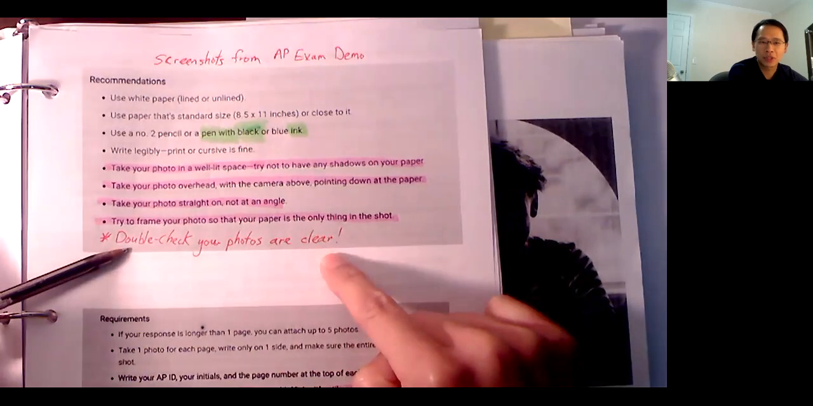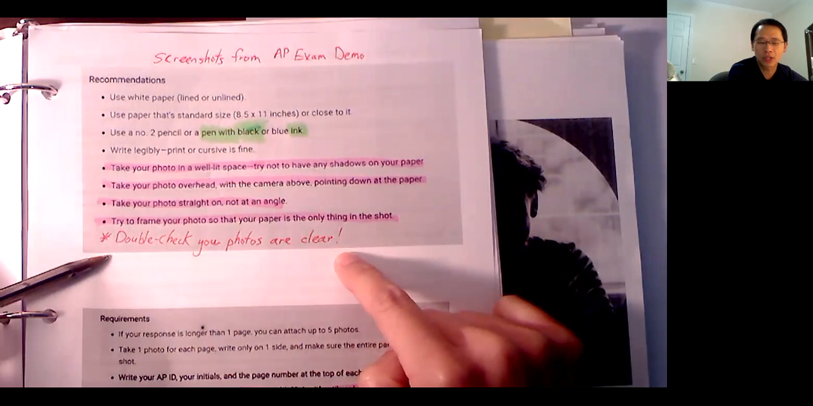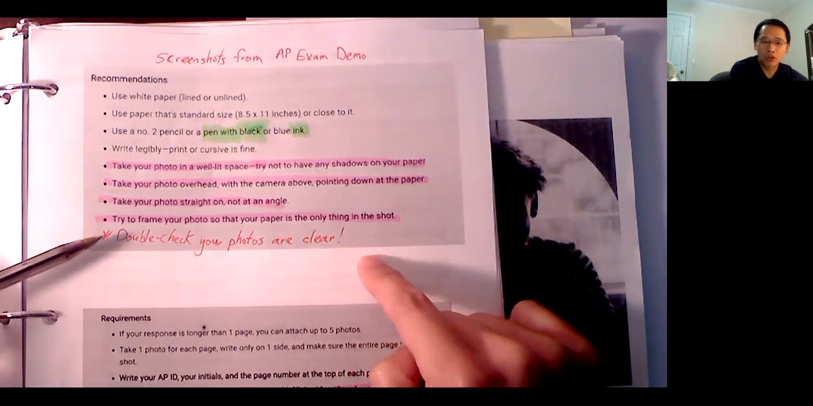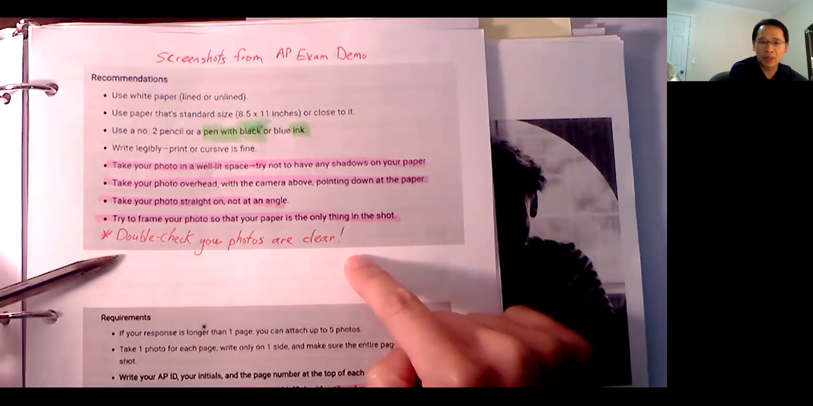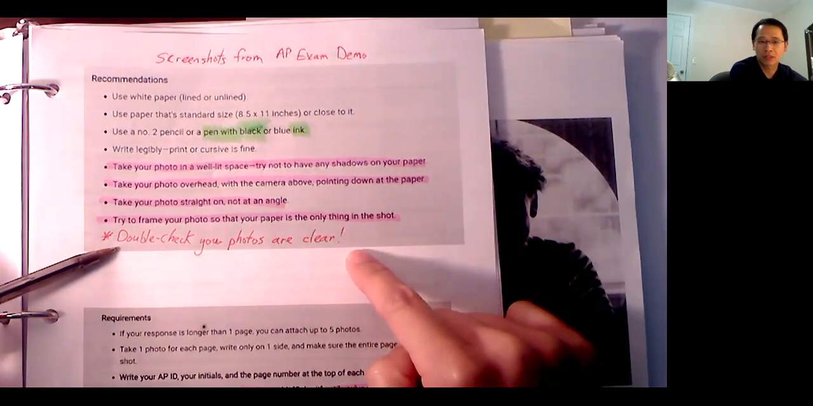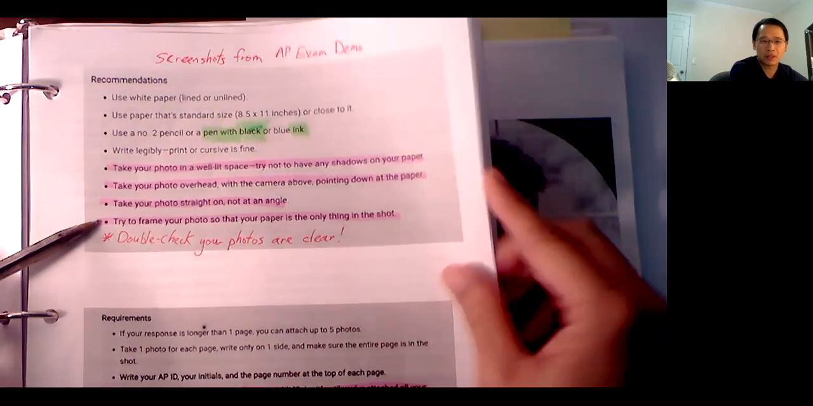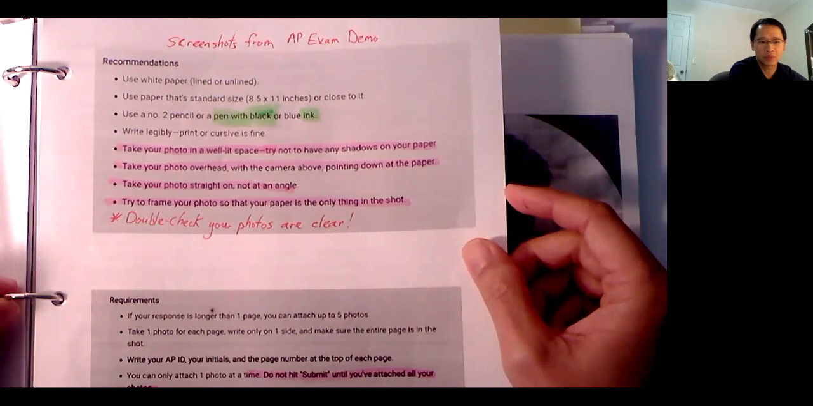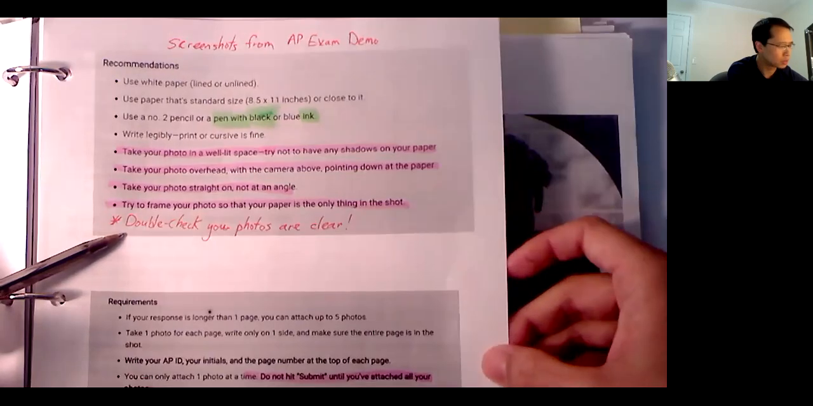I'm sure there are so many ways that things can go wrong. It'll be unfortunate, but I'm sure it's going to happen where students put in all this work and think they did well, but then their photo was unclear, right? If their photo is unclear, then they're not going to be able to give you a score because they can't read your work. So double check that your photos are clear.